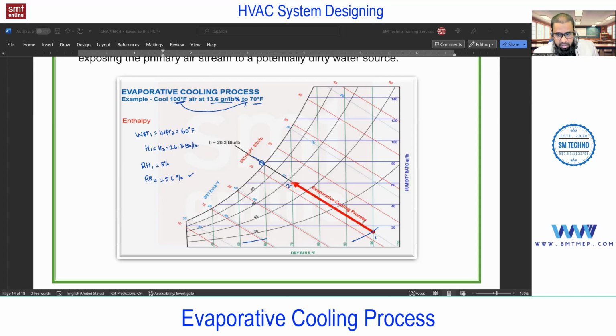And the dry bulb temperature, starting with DBT1. DBT1 is 100 degrees Fahrenheit. DBT2 is 70. 70 is a very good temperature from a cooling point of view.